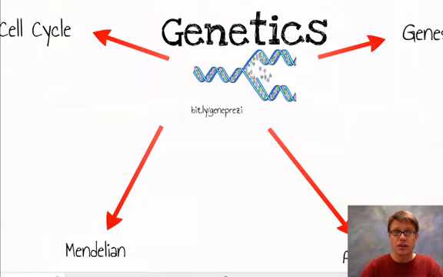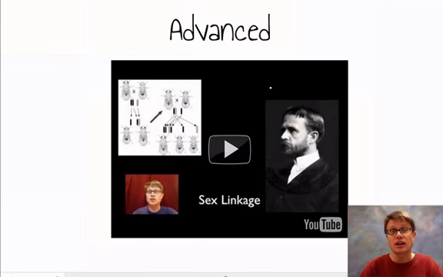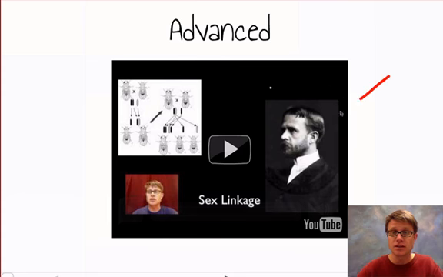And then we're going to deal with advanced genetics. Advanced genetics doesn't mean it's any more complicated. It's going to summarize the work of this guy. This is Thomas Hunt Morgan and his work with fruit flies. But basically what we figured out with advanced genetics is that Mendel's laws don't always work.